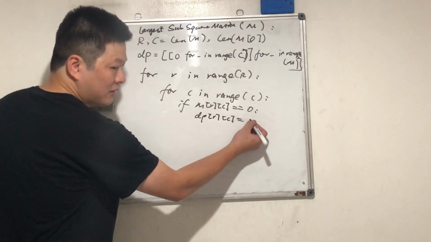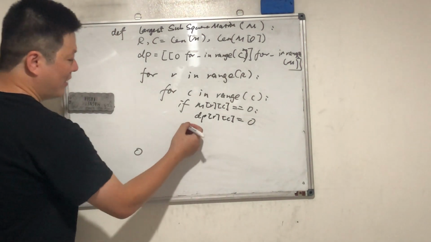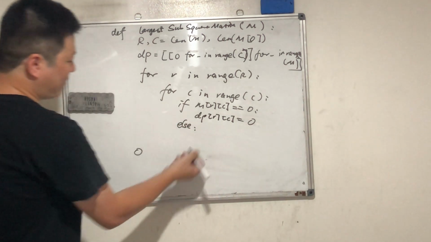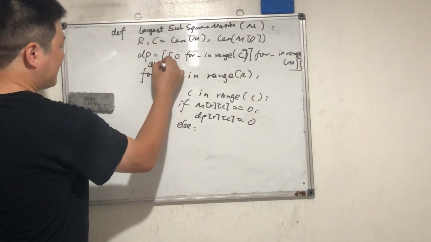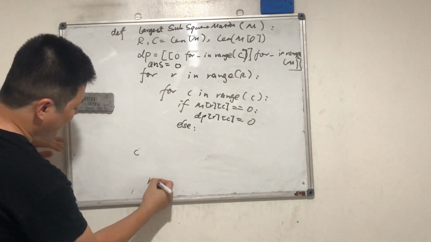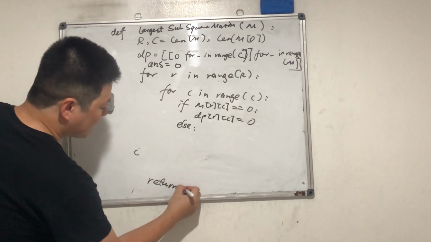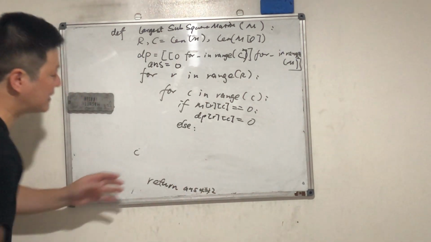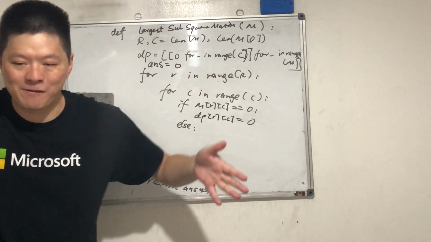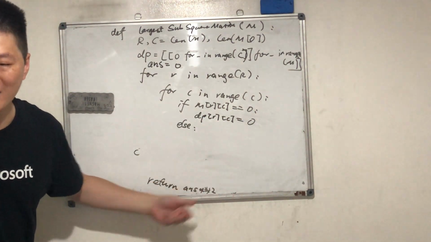No, so we set it to 0. Well done. Else is 1, right? Now we also have an answer. Answer equals 0. We want to return the answer, which will be answer times answer. Answer squared, because answer is the largest side, not the area, and the area is the square, right?